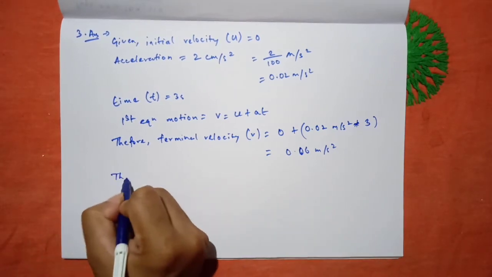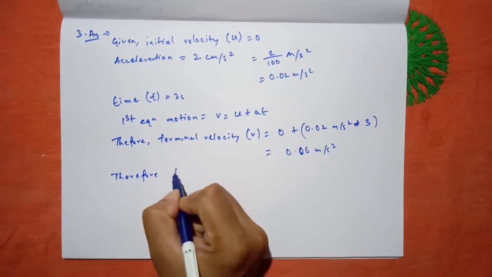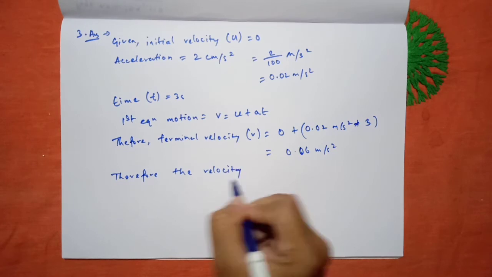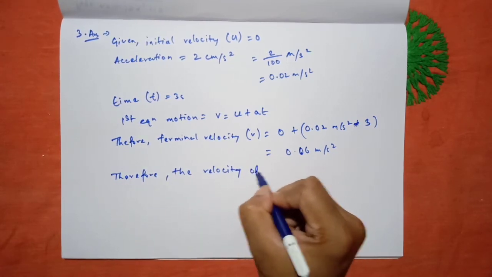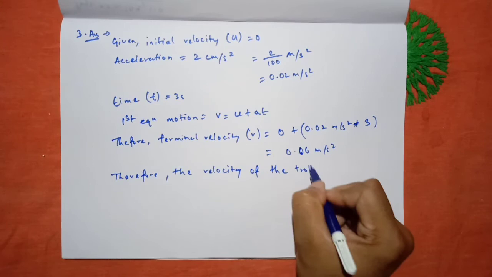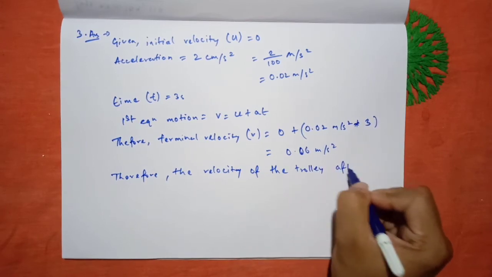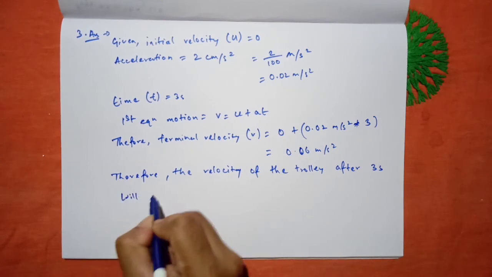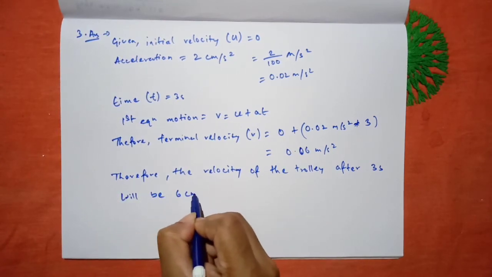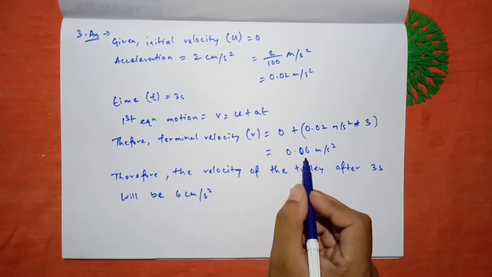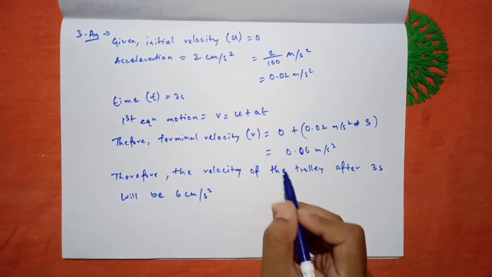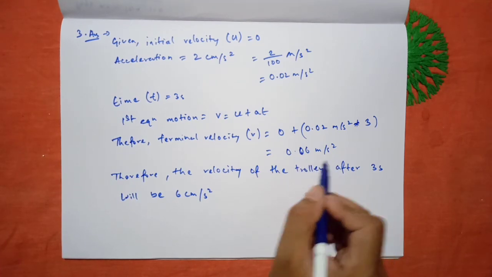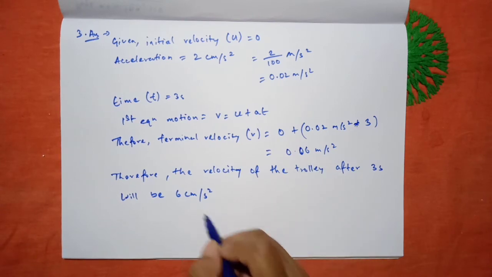Now therefore the velocity of the trolley after 3 seconds will be 6 centimeter per second square. We have again converted it to centimeter. Nothing, you have to multiply 0.06 into 100 and you will get the value in centimeters.